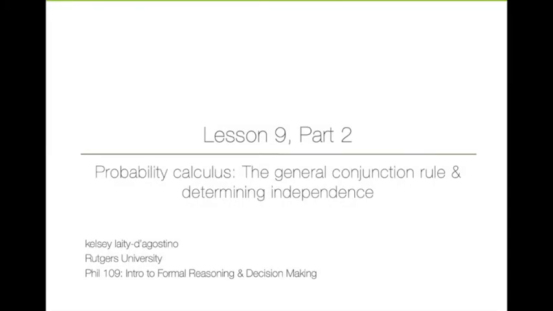In our previous series of lesson videos on the probability calculus, we learned a rule for determining the probability of a conjunction. But that rule was limited. It only applied when the conjuncts were independent. So this lesson is going to introduce a general conjunction rule. But first, since we can no longer assume independence, we're going to find out a way of determining independence.